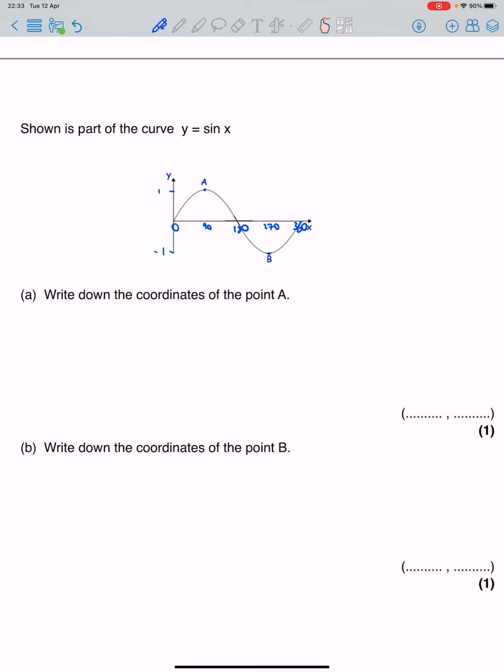Now to work out the coordinates of the point A, we can see that's going to be 90 and 1. And it says write down the coordinates of point B. Well, we can see it's at 270 and minus 1.